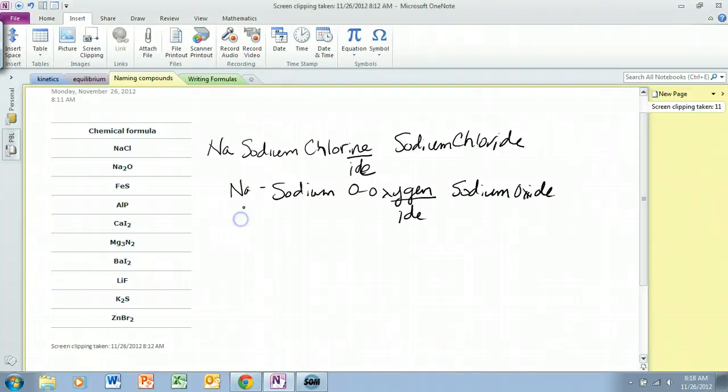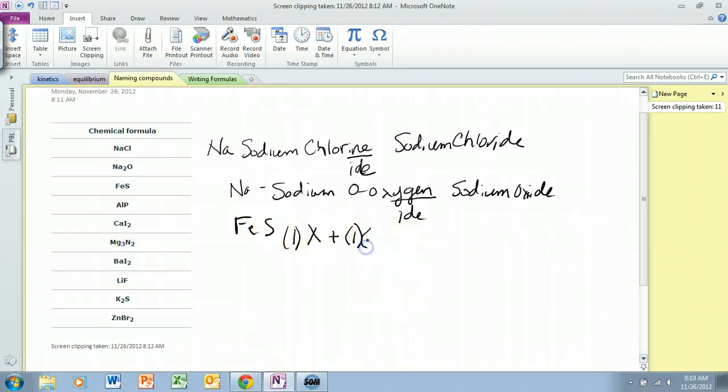So in the case of FeS, iron can have more than one oxidation state, and so we have to figure out the charge on that. And iron is what we want to figure out. We have one atom of iron and one atom of sulfur, and we would multiply the number of atoms by the charge on the atoms, and then those have to add up to 0.